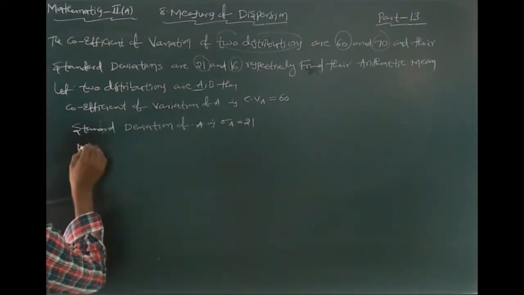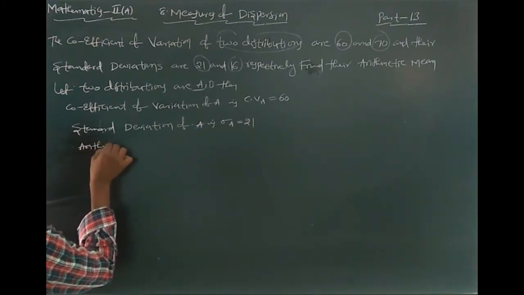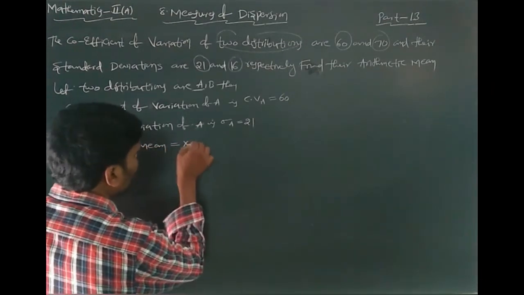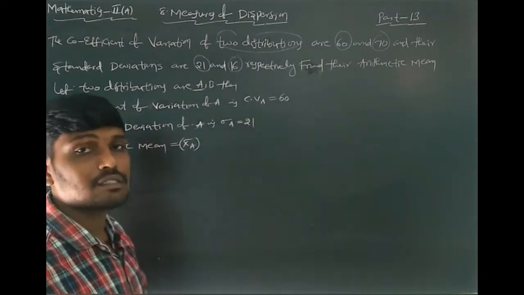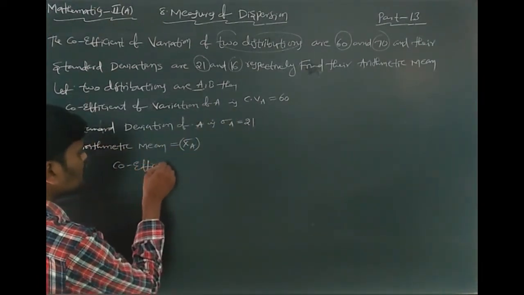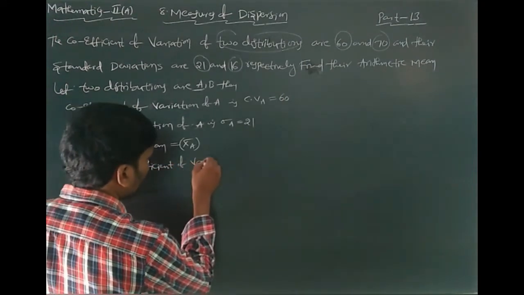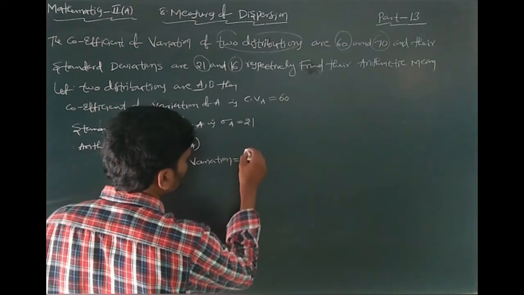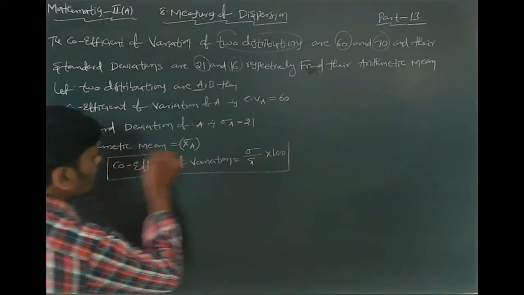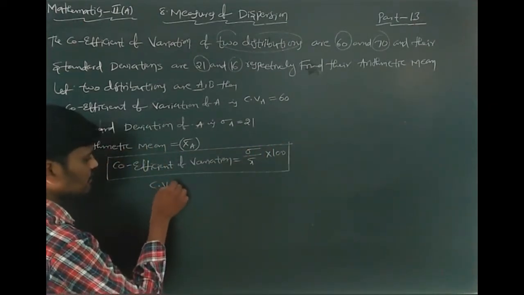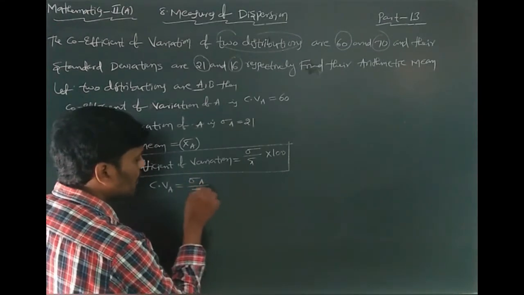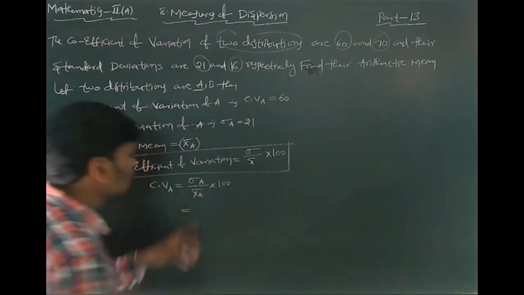Then the arithmetic mean: we have to take x suffix A, x bar suffix A. What is the formula of coefficient of variation? Coefficient of variation equals sigma by x bar into 100. Here, for the first distribution, CV suffix A equals sigma A by x bar A into 100.